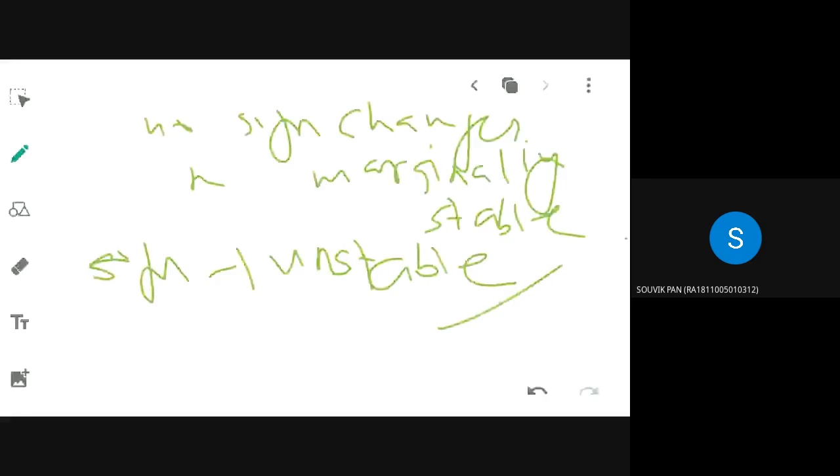Then how to find the k range? In the first column, wherever you have a k term, make all of those greater than 0 and solve for the k range. Then one more thing is also there, the frequency of oscillation, that we will do in the next class. With this we can disperse.